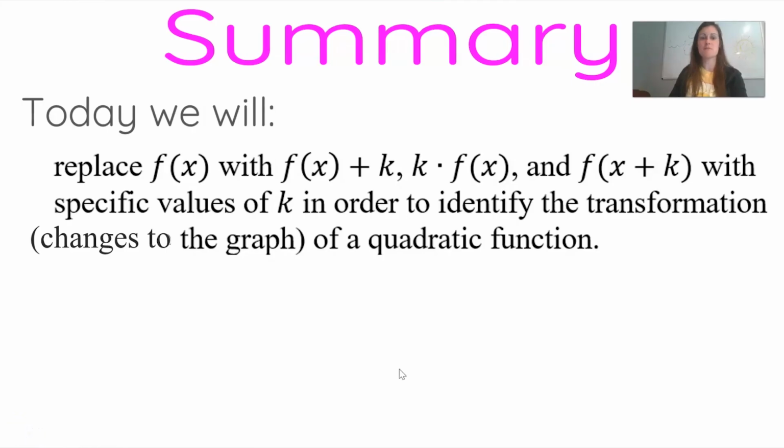Today, we spent some time changing the values of k to figure out how the graph of a quadratic function transformed. We replaced f of x with f of x plus k. That was a vertical translation. K times f of x, that was a vertical compression and a vertical stretch, as well as a reflection. And f of x plus k, that was the horizontal translation.